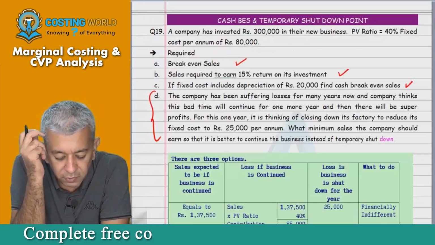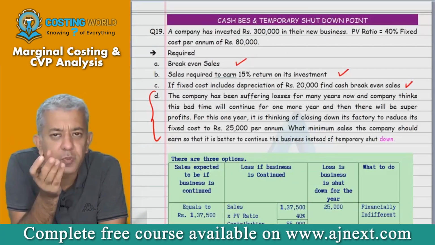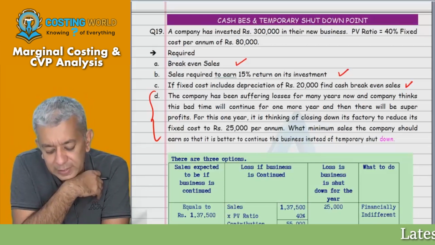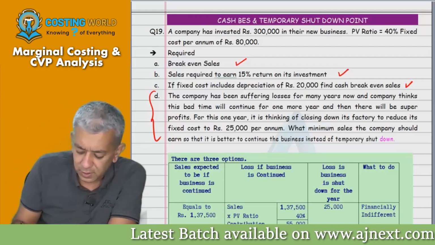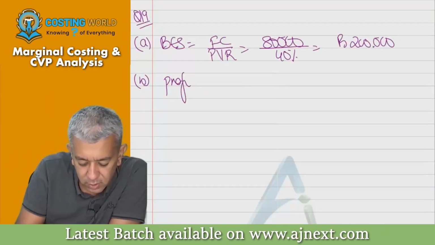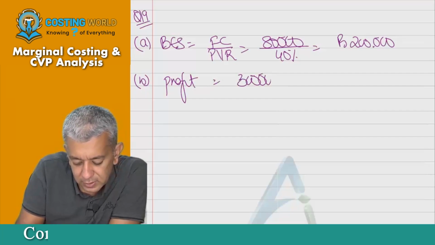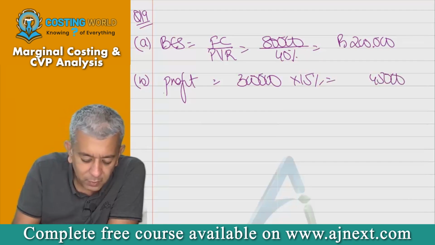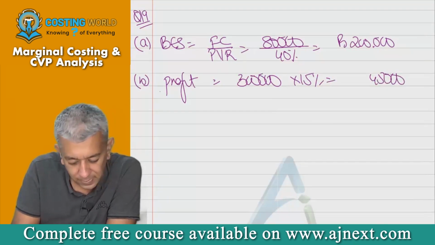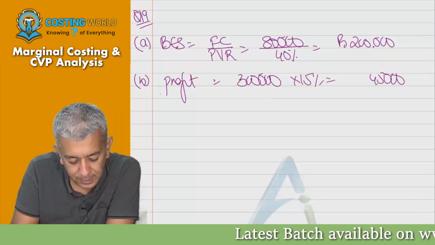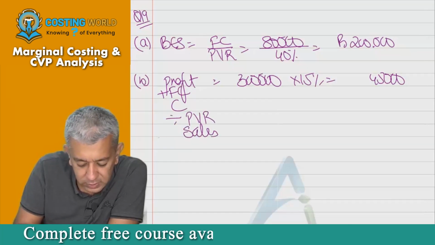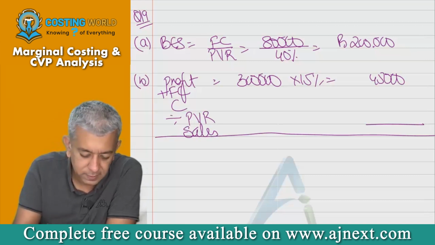Part B. Sales required to earn 15% return on investment. Return means profit on investment. So, in this case, how much has this guy invested in the business? 3 lakhs. On that he wants 15% return, no? So, therefore, the profit that they want is 3 lakhs into 15%, which is equal to 45,000. Tell me what should be my next step? Add fixed cost, you will get contribution, divided by PV ratio will get you sales. Finish it off please.